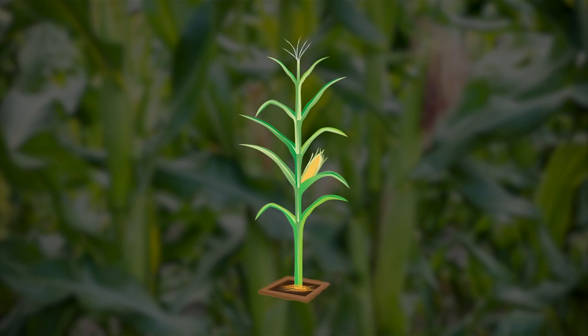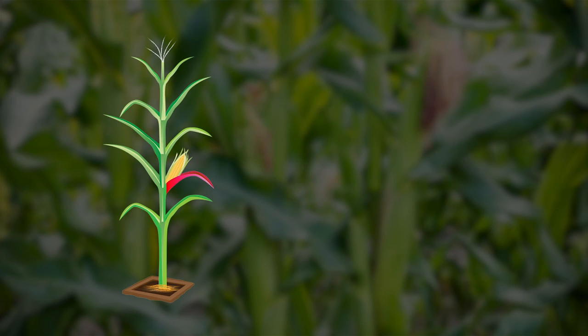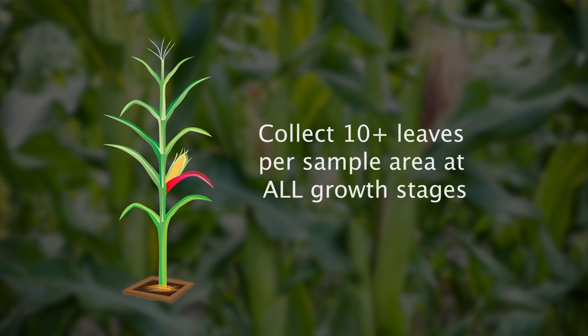In corn at reproductive stages, you should collect the ear leaf, which is the leaf immediately underneath the ear. This is because the plant begins sending nutrients out of the other leaves and into the ear at R1 and beyond. At all growth stages, you should collect at least 10 leaves per sample.